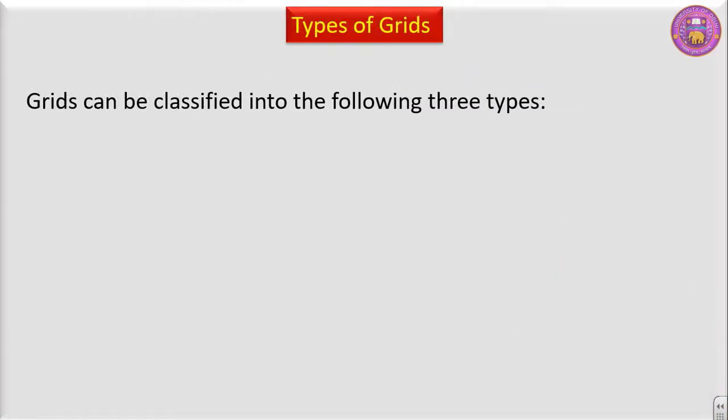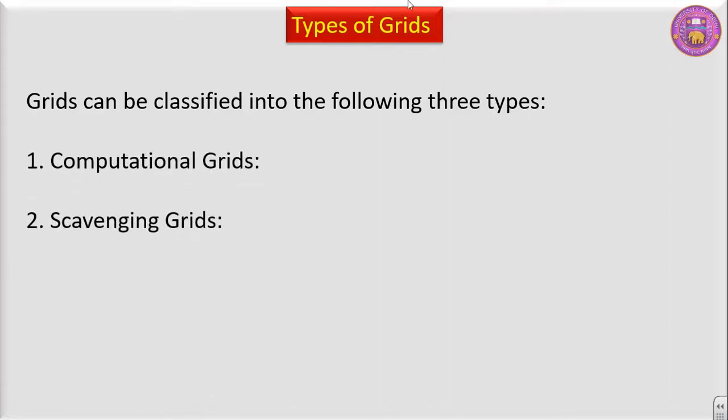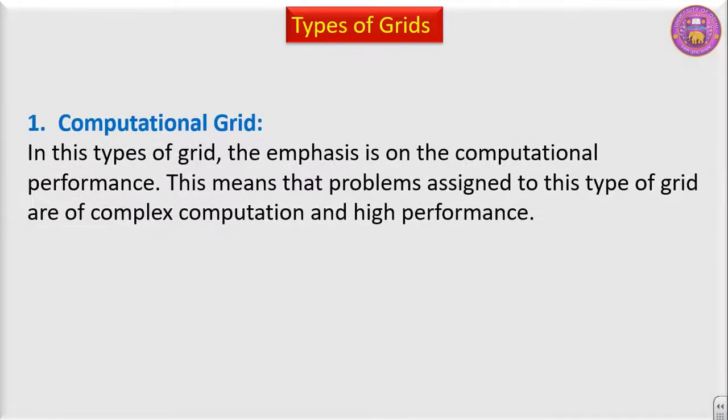Types of grids. Grids can be classified into the following three types: computational grids, scavenging grids, and data grids. The first one, computational grid. In this type of grid, the emphasis is on computational performance. This means that the problems assigned to this type of grid are of complex computation and high performance.